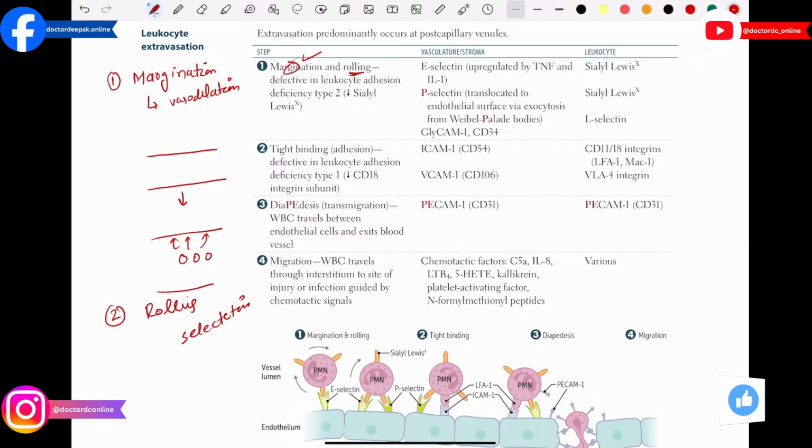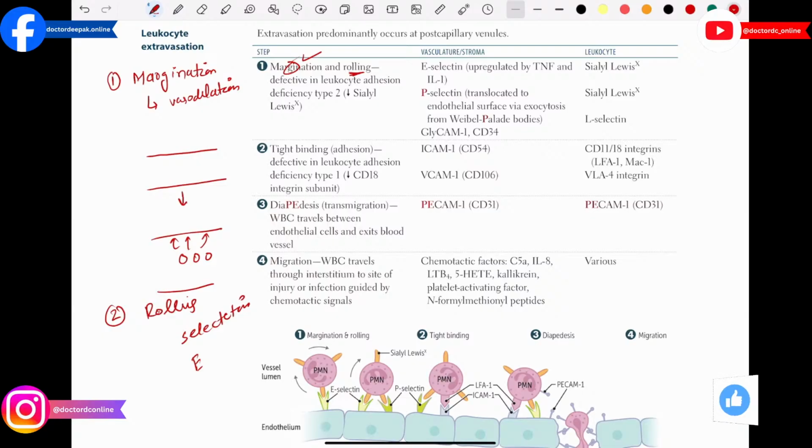You have to remember that in the endothelial cell we have different kinds of selectin, like P-selectin and E-selectin. P-selectin is released from the Weibel-Palade bodies, and the Weibel-Palade bodies produce P-selectin only when there is a production of histamine, because histamine mediates the P-selectin release from the Weibel-Palade bodies. Then we also have E-selectin. You have to remember it is induced by tumor necrosis factor and interleukin 1.